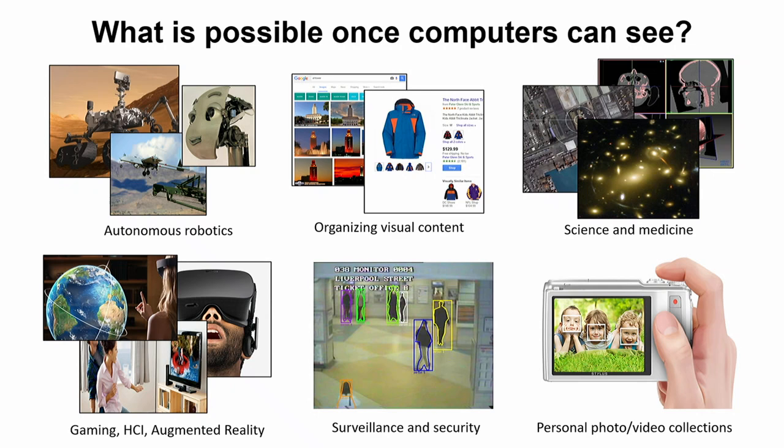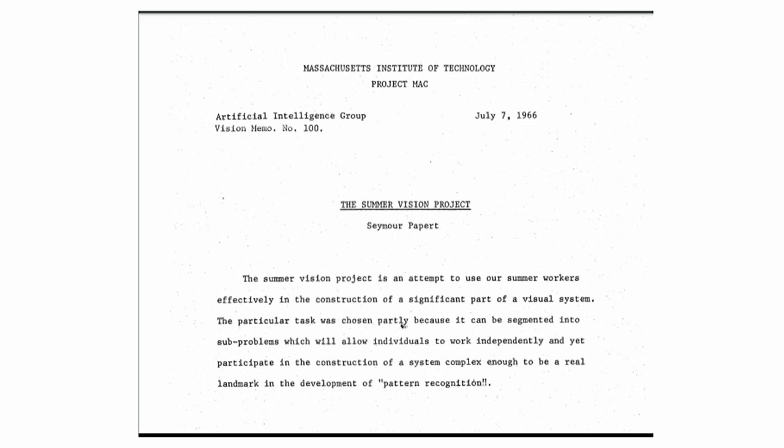Bottom center, surveillance and security. This is a long-standing strength within computer vision and processing, the ability to understand content for what's there, but also why, and what's unusual, or anticipate what might be next. And then on the bottom right, personal photo and video collections. I bet many of us in the room, this is already a day-to-day application, and there's more in this direction that computer vision continues to enable. All right, so we surely need it. We surely care about computer vision as a core pillar of artificial intelligence.